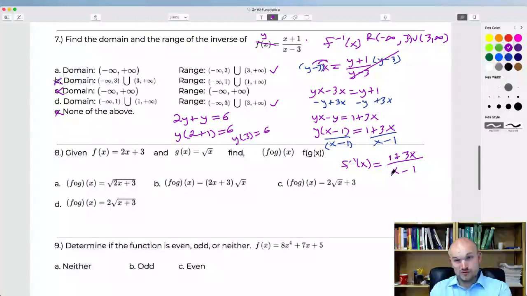You can see here that the domain of my inverse now is for all real numbers except for 1. And this example says all real numbers. Well, that's not going to be it, so therefore my only answer is going to be D. All right, 2 more to go.